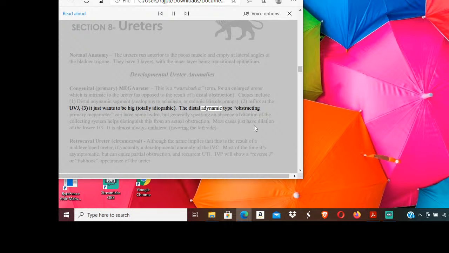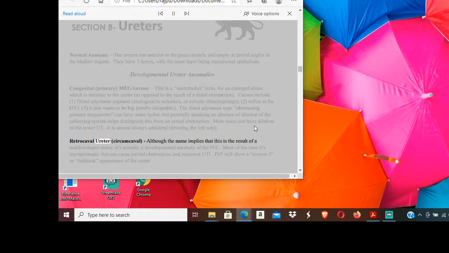The distal adynamic type obstructing primary megaureter can have some hydro, but generally speaking an absence of dilation of the collecting system helps distinguish this from an actual obstruction. Most cases just have dilation of the lower 1/3. It is almost always unilateral, favoring the left side.